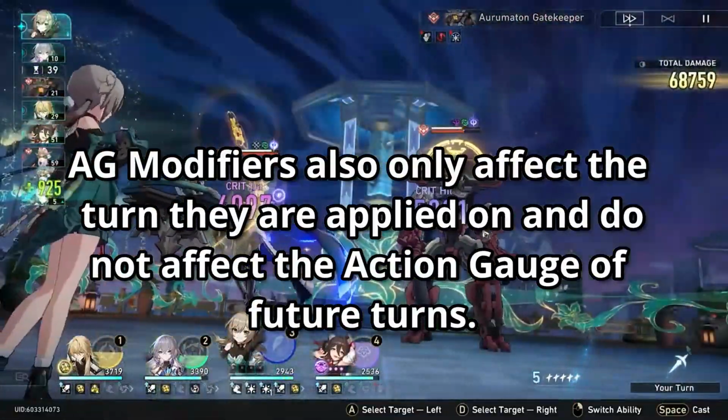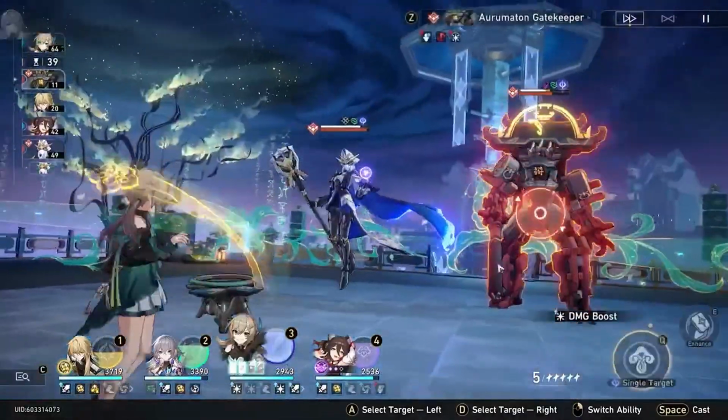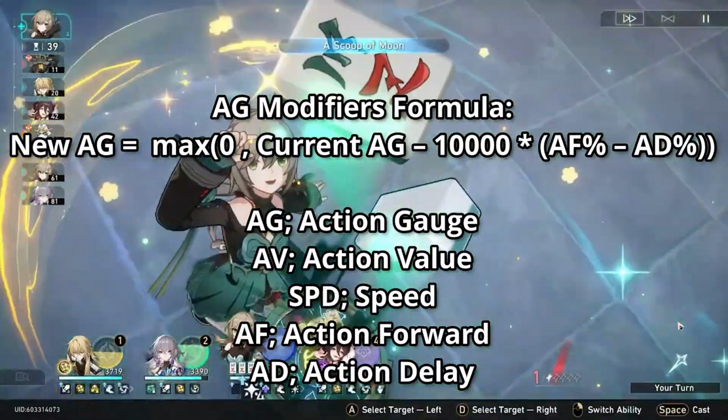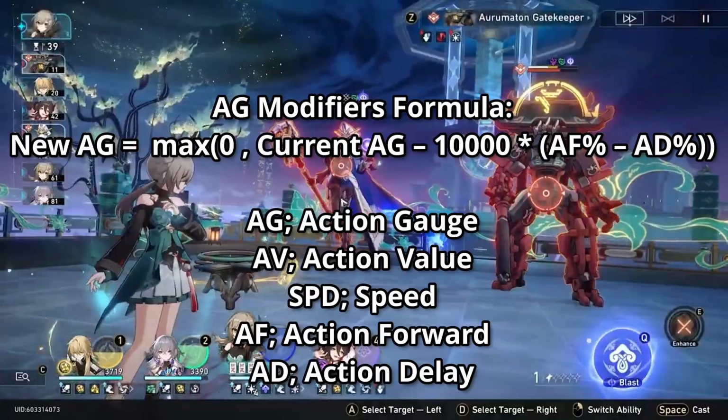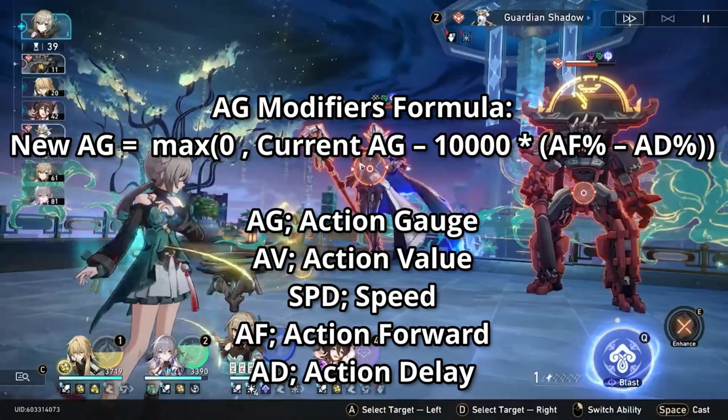AG modifiers also only affect the turn they are applied on and do not affect the action gauge of future turns. The effects of action gauge modifiers are described in this formula. New action gauge equals the maximum of 0 and the current action gauge minus 10,000 times the quantity of advance forward percentage minus action delay percentage.